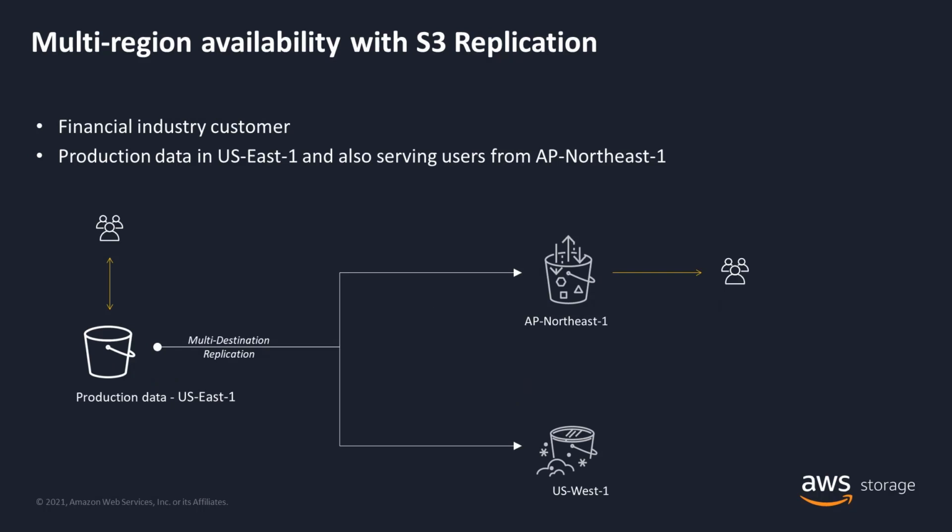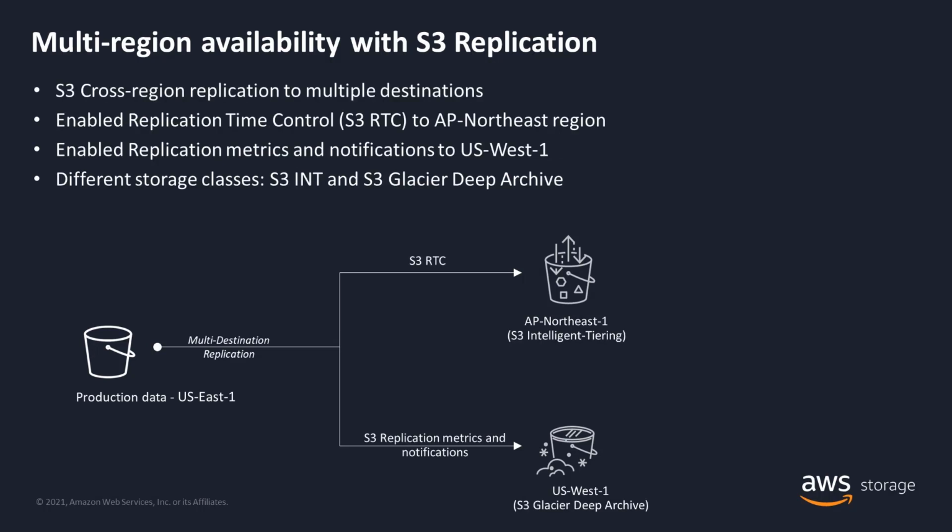Here's another example of how a financial industry customer uses S3 replication to build multi-region availability for their users. Most reads and writes are made to the source bucket in US East 1, but applications will occasionally read from one of the destination buckets from AP Northeast 1. In this case, the customer is replicating to two different destination buckets with multi-destination support.